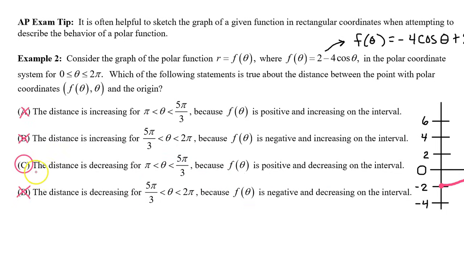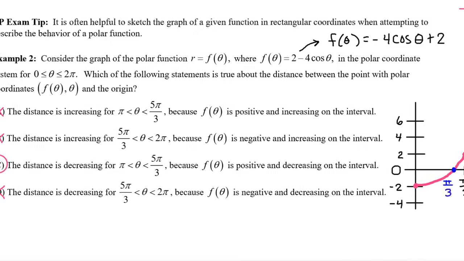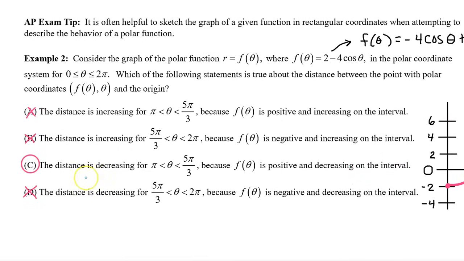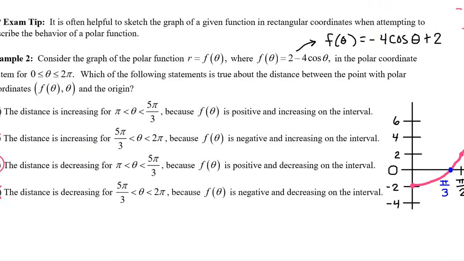So we know C is going to be the correct answer, but let's check our answer by looking at the graph on the interval from pi to 5 pi over 3. From pi to 5 pi over 3, the distance from the origin is in fact decreasing, just like it says in part C, because f is positive and decreasing on this interval, which also matches the justification. So the answer is C.